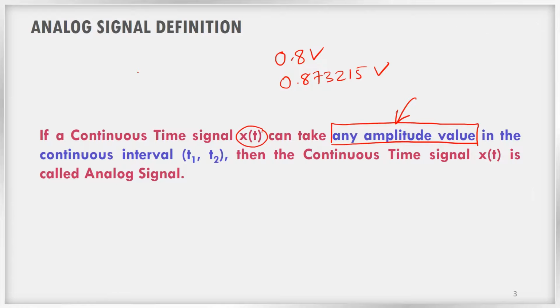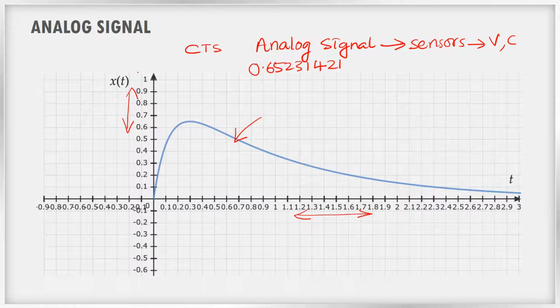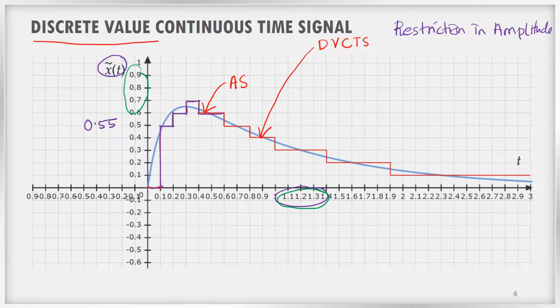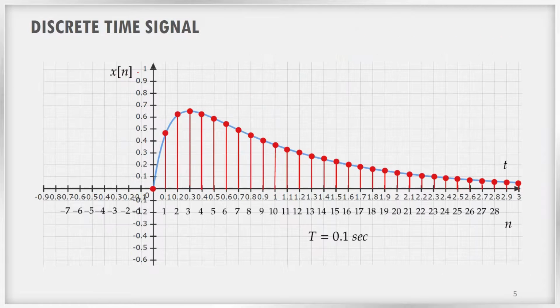So this is the continuous analog signal, that is continuous in time and continuous in voltage. It can take any value in the amplitude axis and it is defined in the continuum of the time axis. But this particular discrete value continuous time signal is defined in the continuum of the time axis, but it can take only certain restricted values in the amplitude axis. Now, why this kind of restriction is required, I will explain in the next slide.